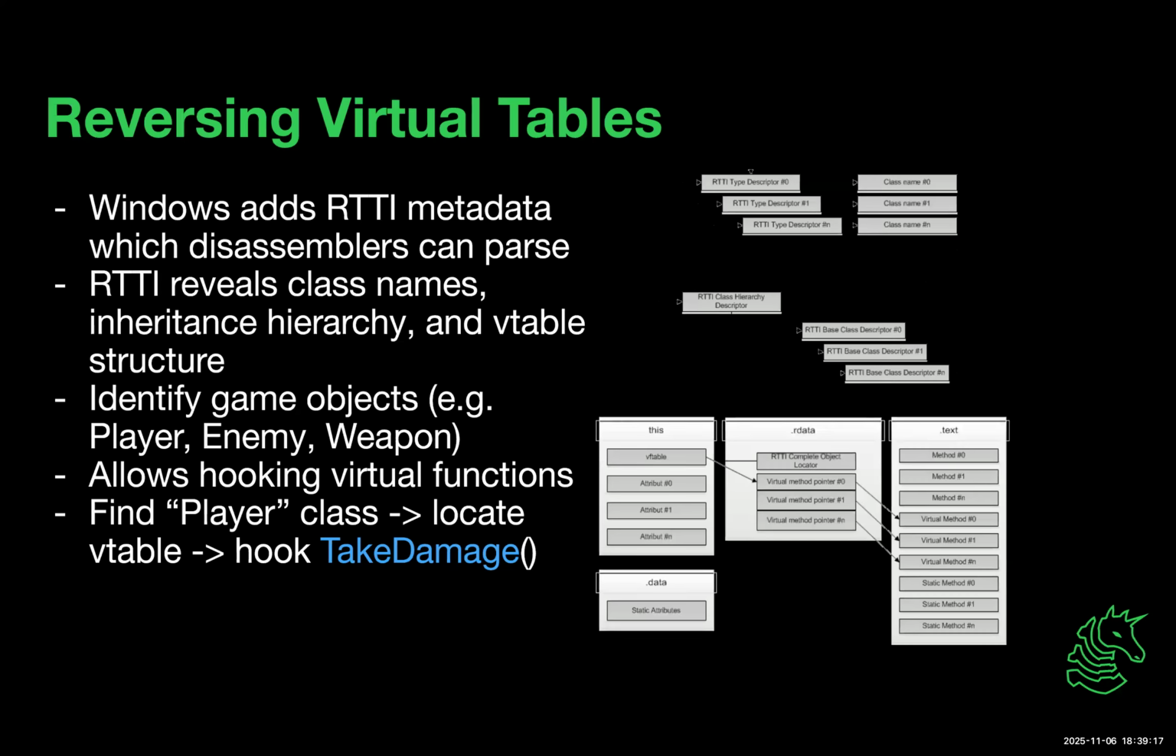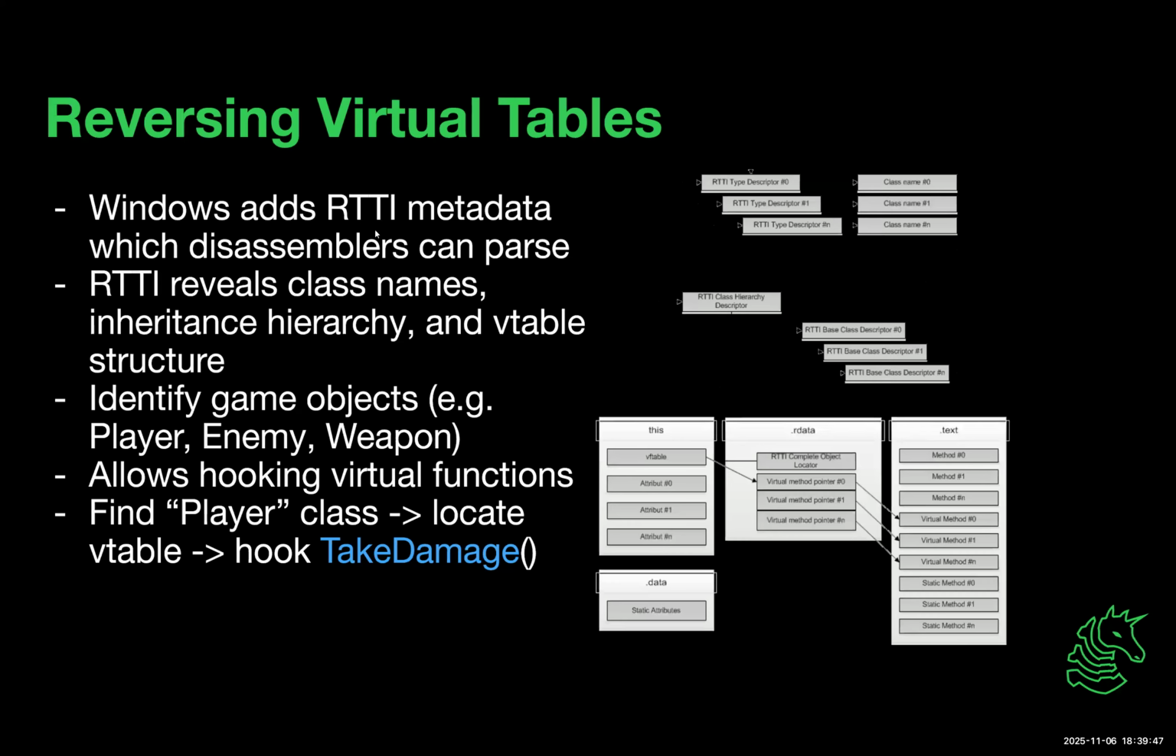Essentially, what if the get or damage player function was a virtual function in a C++ class? You can't directly hook that function using traditional methods. You actually have to find that function in the heap first, and then hook it from there.